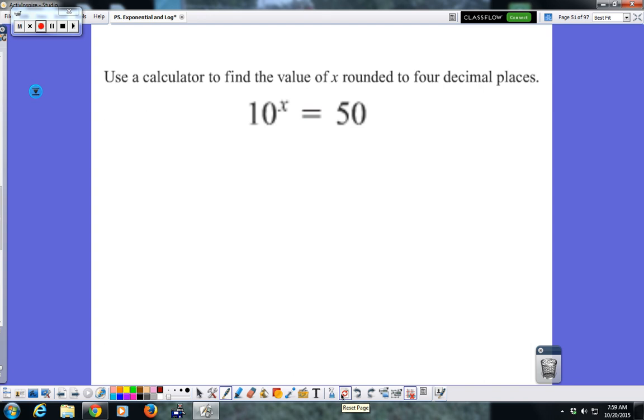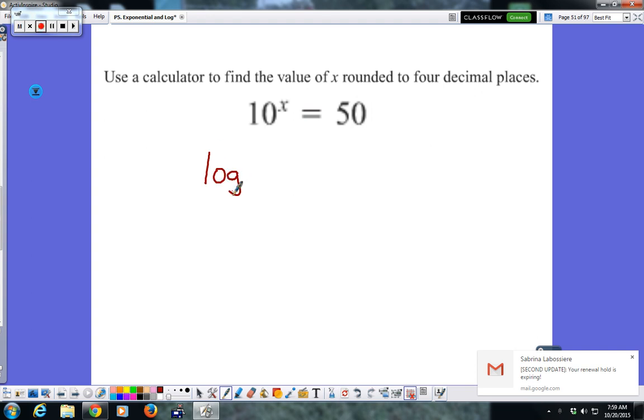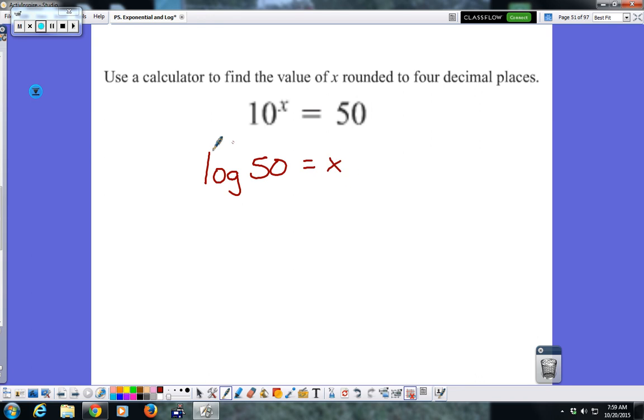Let me do that, Avery. Log base... Good. It'd be base 10, so it's just log. That's a common log of 50 equals x. So to do that one, that common log, that log base 10, that's the one on your calculator. All you have to do to work this problem is hit log 50, enter, and you're going to get x is about 1.7.